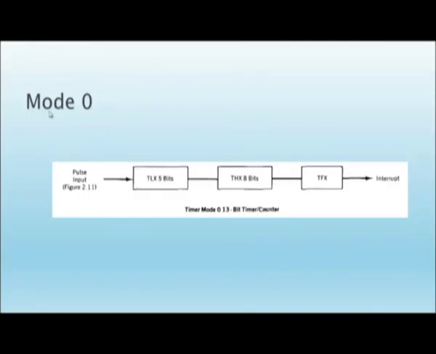This is a simple structure of mode 0. In mode 0, this is a structure which has 13 bits. The first 5 bits are in the TL register and 8 bits in the TH register. The X represents either the T0 register or the T1 register. The given pulses are loaded and divided by 32, then passed to the TH register. Whenever the TH register value changes from the maximum value FF to 00, the TF bit position becomes 1. It becomes 1 to indicate that the overflow has occurred.